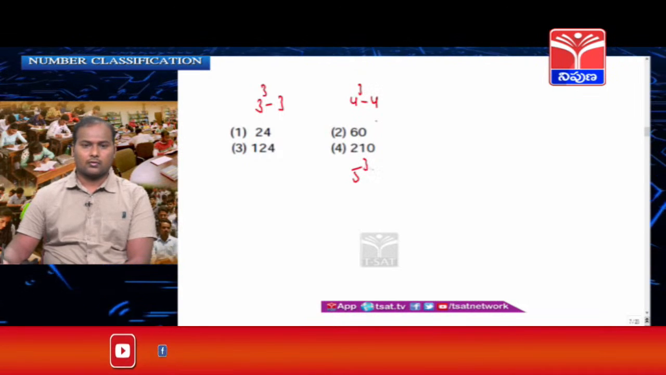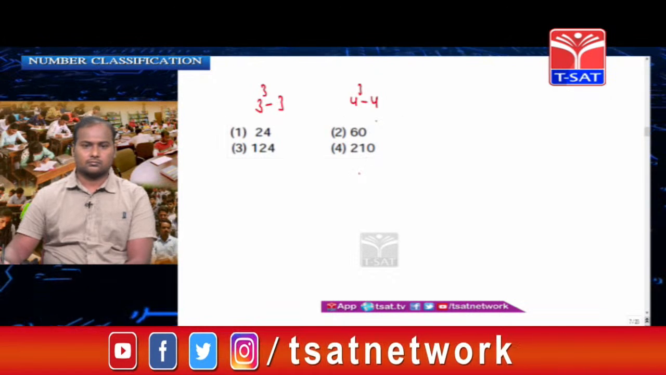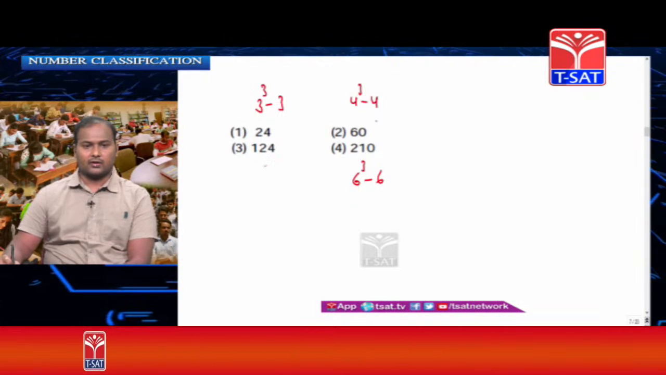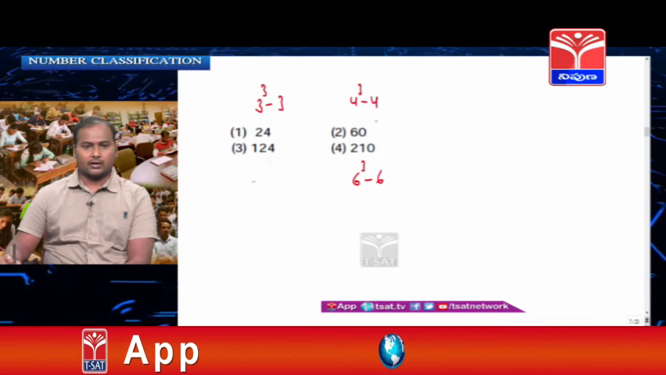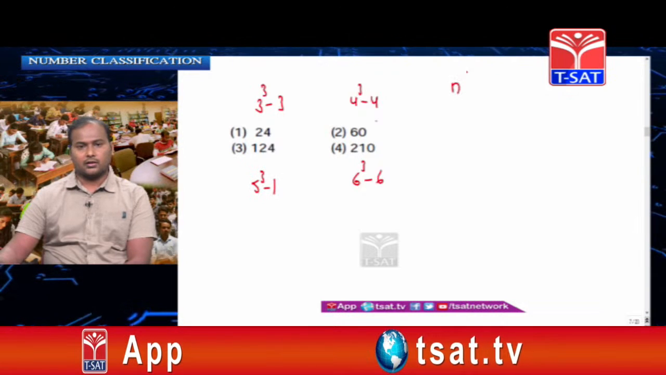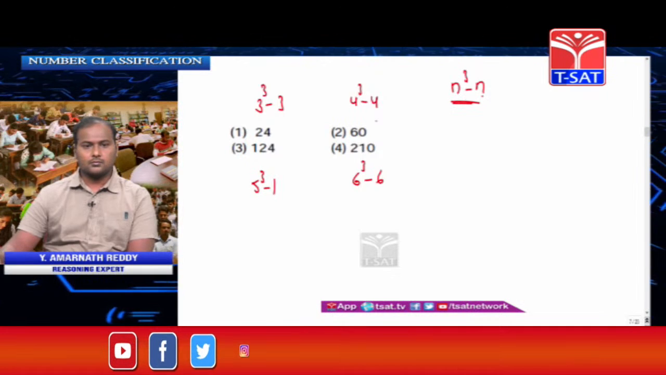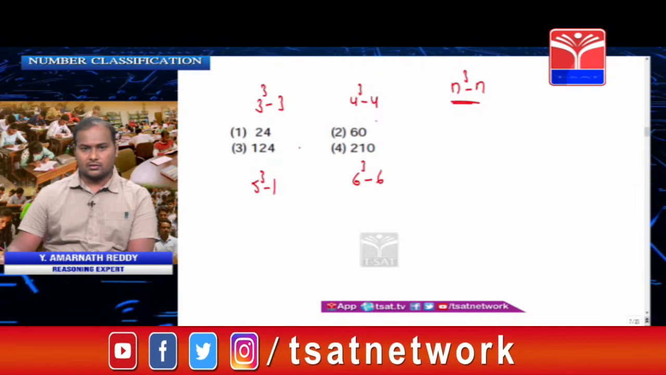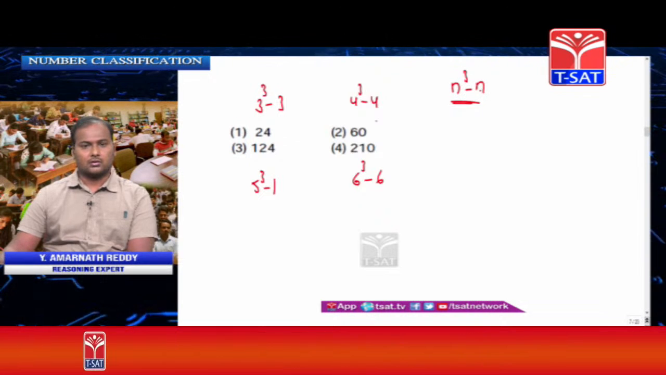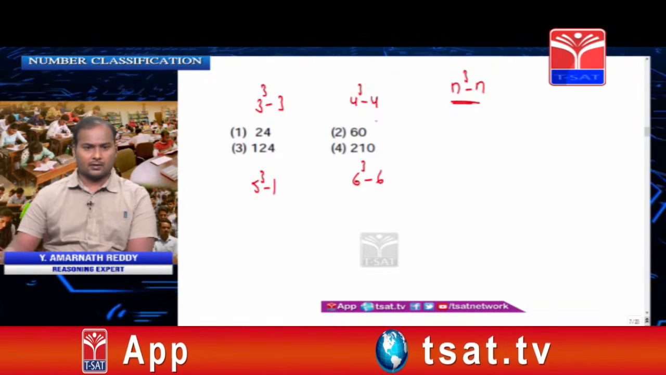210, 6 cube minus 6. In the same way, 124. See, 124 I can write as 5 cube minus 1. So the format is n cube minus n. So we need to remember this. This is very, very important, that the formats of n cube minus n and n cube plus n, and all the values near to cubes, you should remember.